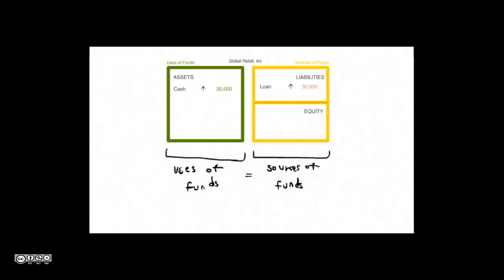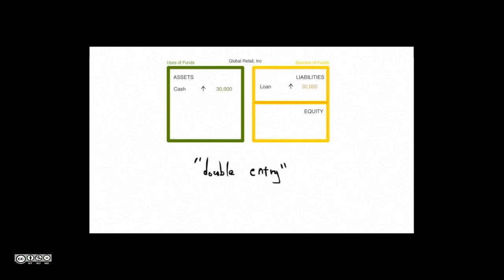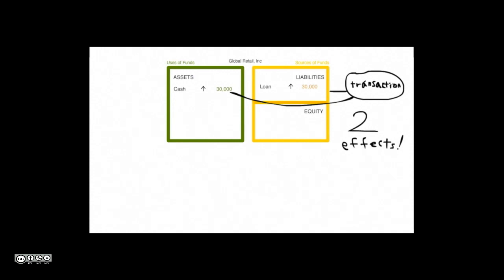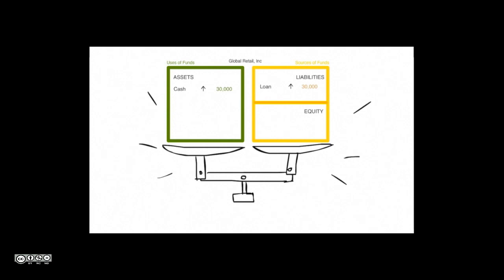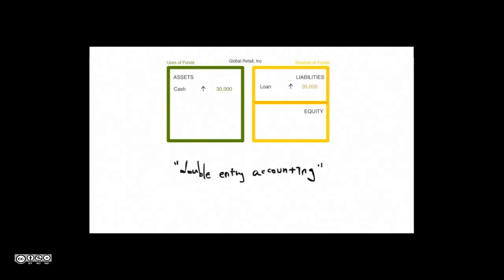You've also discovered the principle of double entry. This is the rule that every transaction has not one, but two effects upon the balance sheet, and this cleverly keeps it in balance. Hence the term double entry accounting, or double.